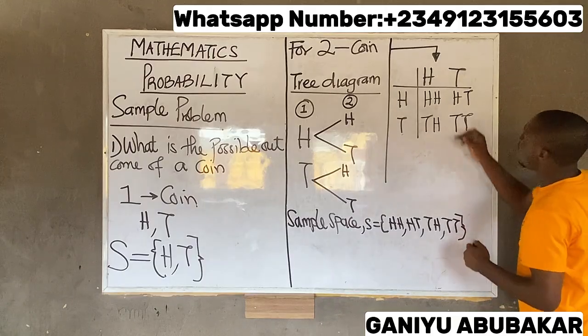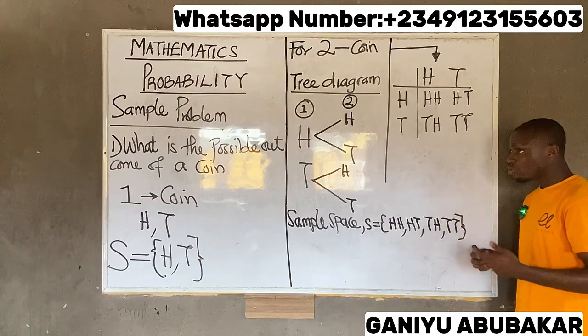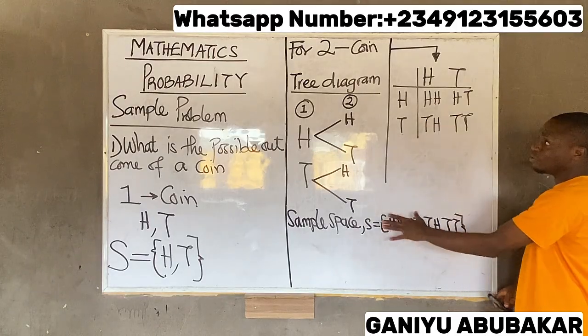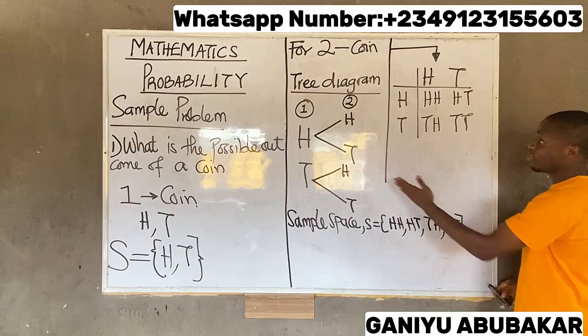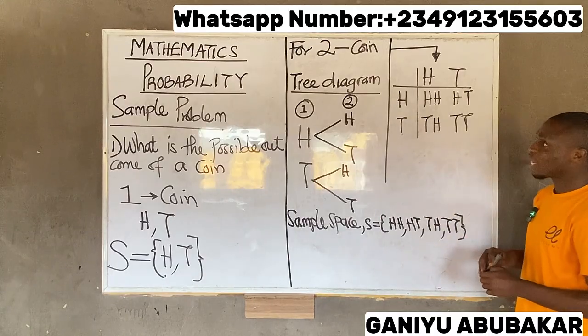So I have what there? A 4. See, 1, 2, 3, 4 sample space for two coins. This is another method of doing this instead of using a tree diagram. So this is another way of getting the possible outcome of two coins.